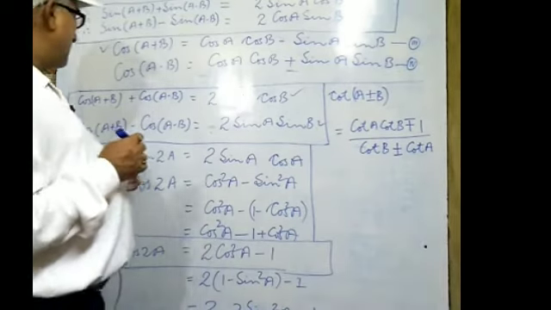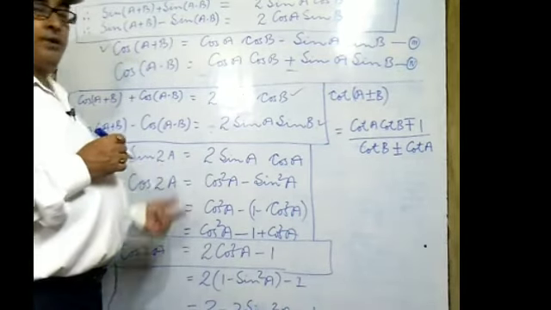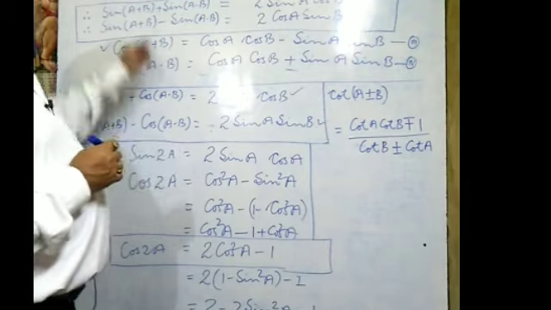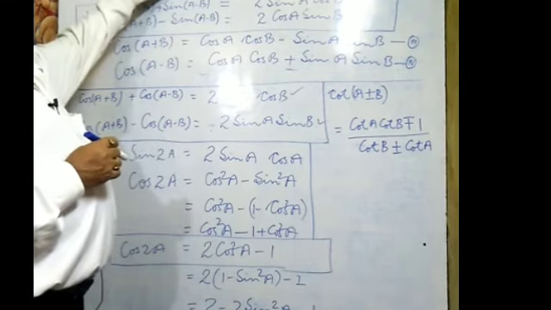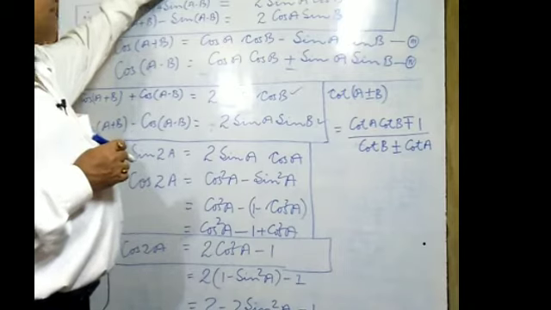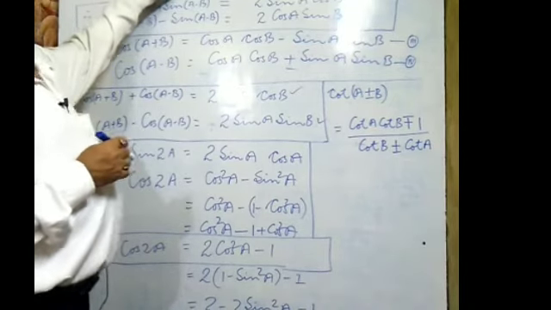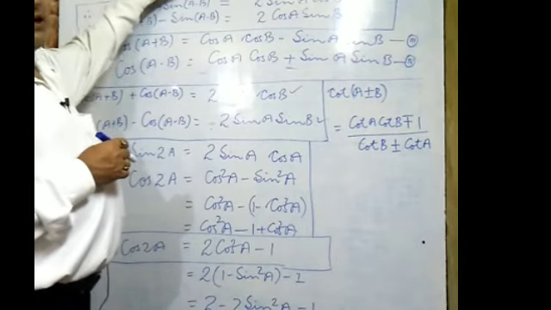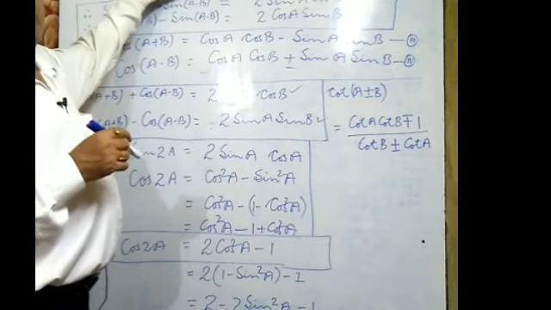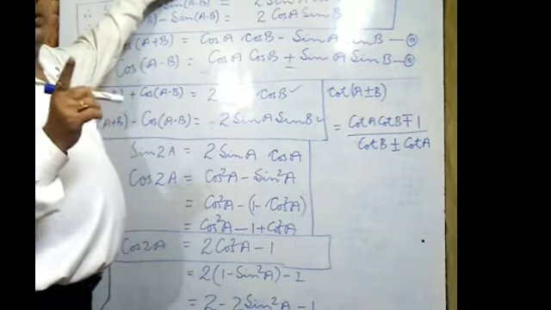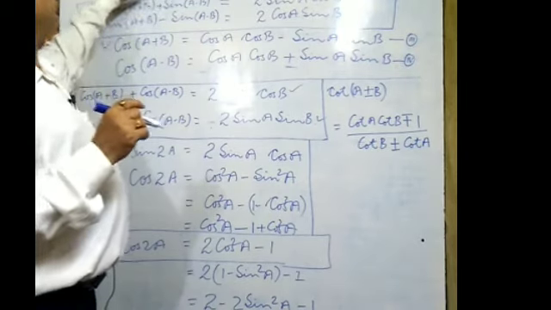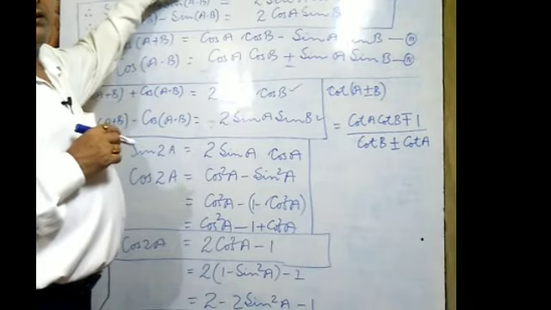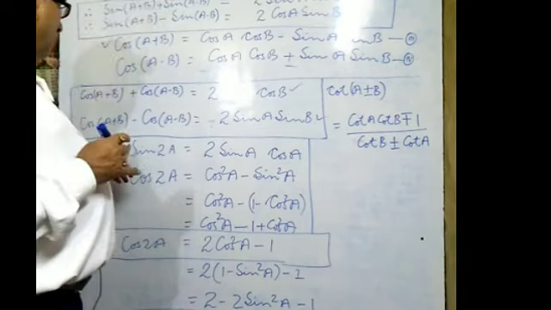What are those identities? It is sine twice of A. How can we establish this formula? If you put B equals A, in the place of B if we put A, what will be there? So sin(A + A), because B equals A. In the place of B we have to note down A. So sin(A + A) will become sin 2A, sine twice of A.